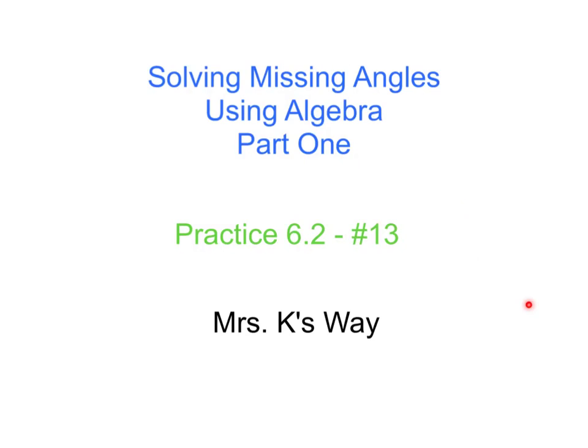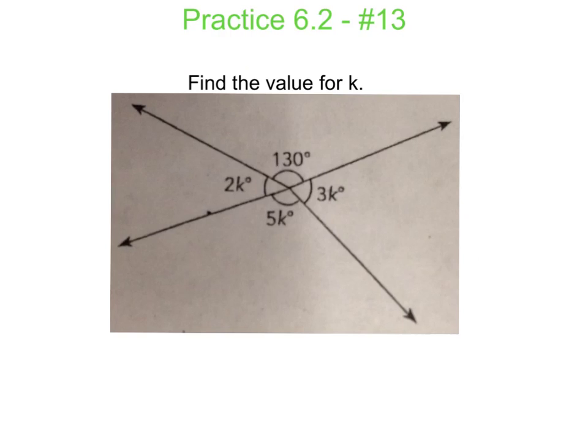We're going to be using part one, and we're using our worksheet Practice 6.2, looking over problem number 13. For problem number 13 in Practice 6.2, we want to try to find the value for k. Those are our instructions. If we look at the image below, we see we have four different angles that share a common vertex in the center.